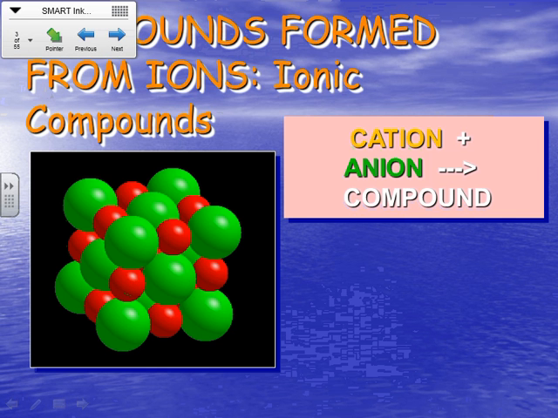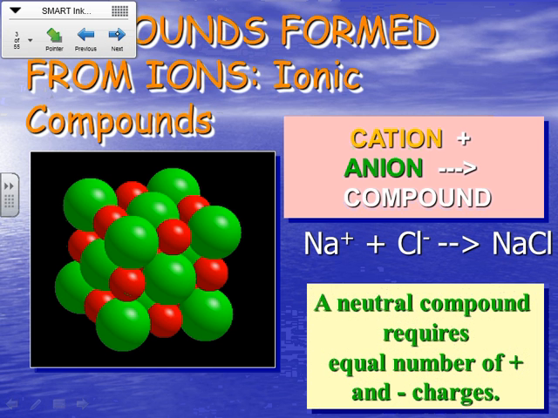Now, ionic, you've got a cation plus an anion forming a compound. Something that has a positive charge, something that has a negative charge forming a compound. So an example of that would be Na plus Cl minus forms NaCl. In order to have a neutral compound, you need the same number of positive and negative charges. And again, we talked about this last Friday. You've got sodium, which has a 1 plus charge. The chlorine has a 1 minus charge. So then that's going to form NaCl.